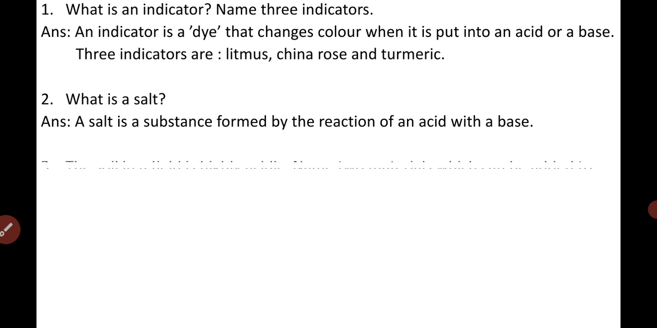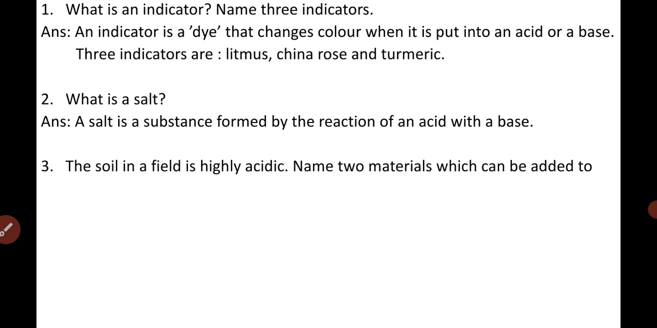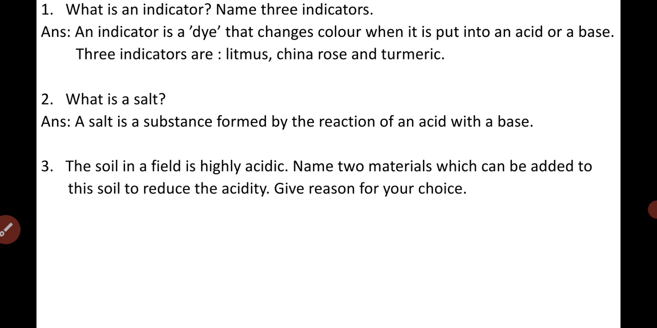Next question: the soil in a particular field is highly acidic. Name 2 materials which can be added to the soil to reduce the acidity. Basically, you have to name 2 materials to be added to this acidic soil to reduce the acidity. Give reason for your choice. You need to give the reason also why you will add the 2 materials.